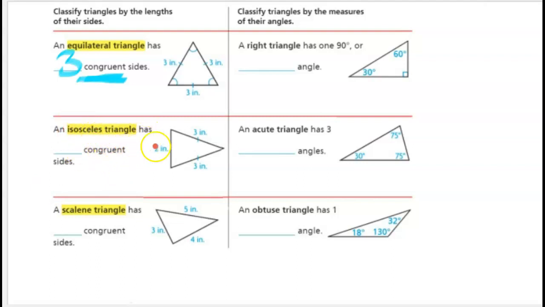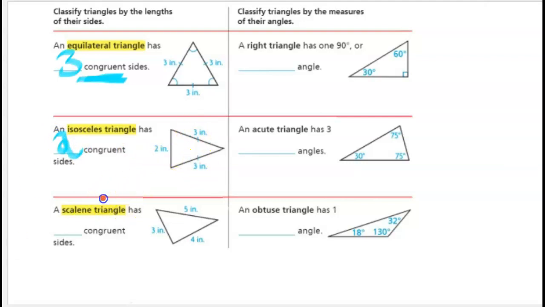An isosceles triangle has how many congruent sides? Well, let's look. So this triangle, if I look at the sides, this one's 3 inches, this one's 3 inches, and this one is 2. So if I look at this triangle, only 2 of the sides are the same, which are these two. And again, these two sides have a little hash mark through them, and this side does not. Okay? So that means an isosceles triangle has 2 congruent sides, 2 sides that are exactly the same.